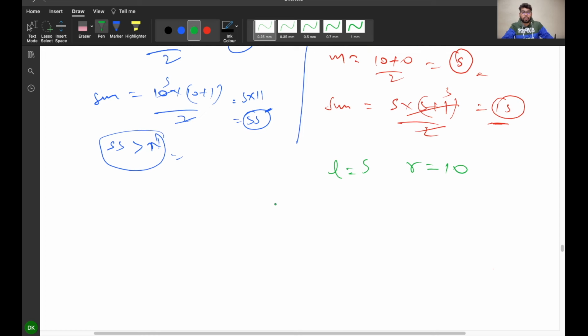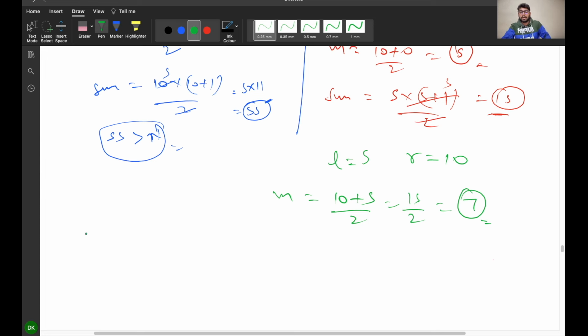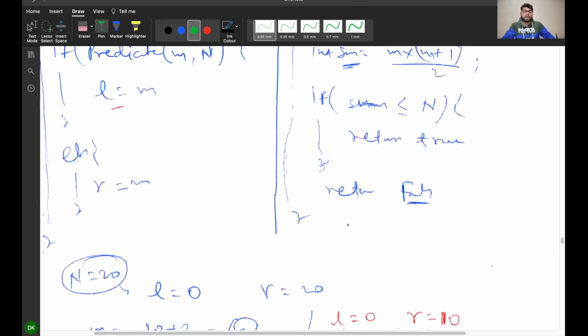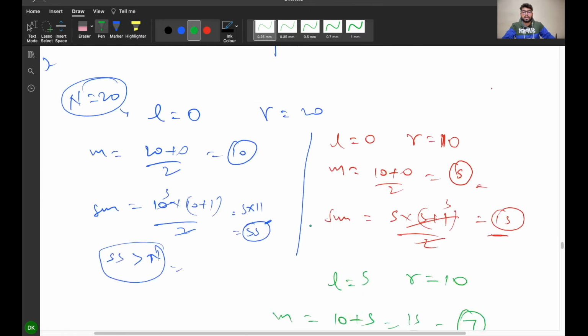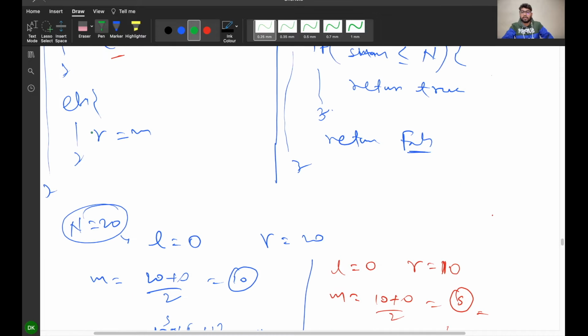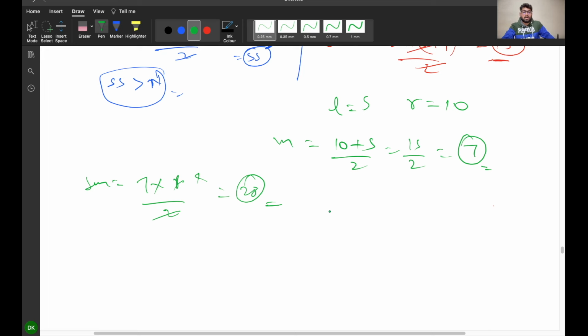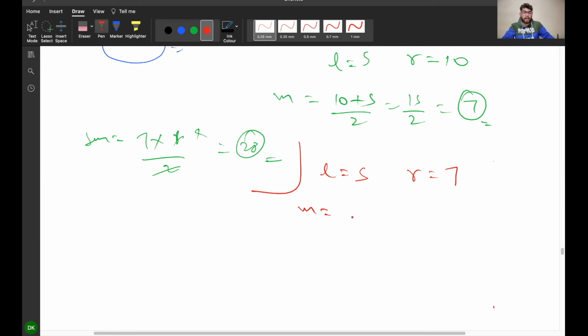Now what is my middle part? (10 plus 5) divided by 2, that is 15 divided by 2, that means 7. Now again I calculate the sum for 7. 7 into (7 plus 1), that is 8, divided by 2, and that will become 28. So 28 is greater than 20, so we return false and we update R equal to m. Our L is the same, but our R becomes 7, and we find m: (5 plus 7) divided by 2, that is 12 by 2, that would be 6.